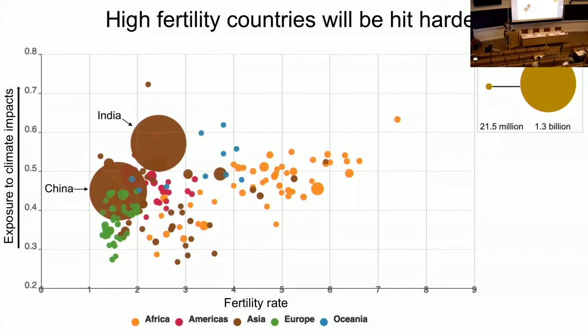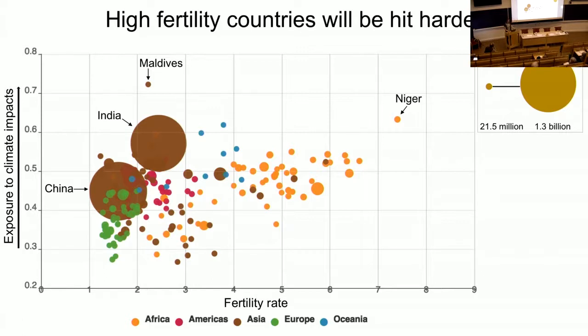In addition, the country that has the highest exposure is Maldives, which is a low-lying archipelago in the Indian Ocean, and just less than 1 meter of sea level rise will result in a complete loss of the land area of that country, so it will essentially no longer exist. So it makes sense why that country is the one that has most exposure. And also a country that has the highest fertility rate and the second highest exposure is Nigeria.